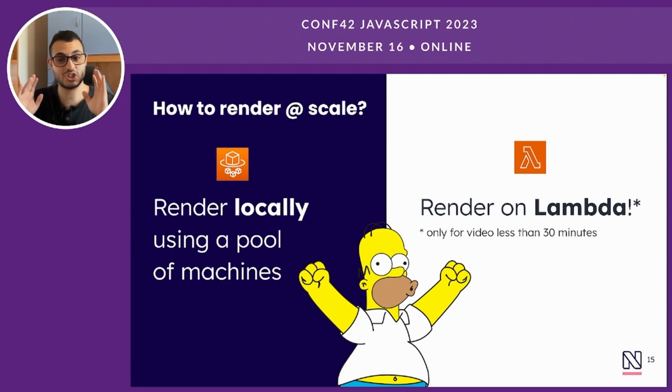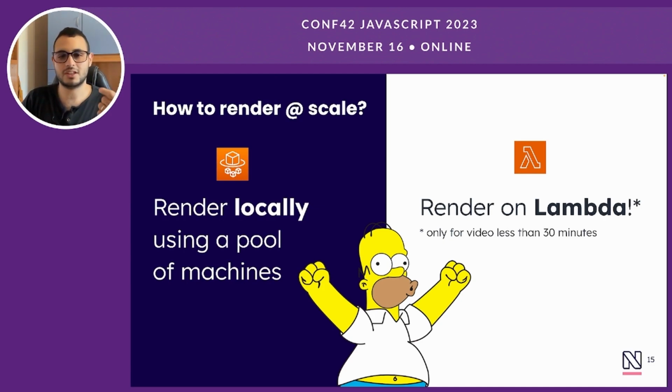The second option, which is really cool in my opinion, is rendering on Lambda. This is really cheap, really simple to set up. If you have an AWS account, it just takes 5 minutes more or less, and the results are great because using parallelization you can render a long video in minutes.